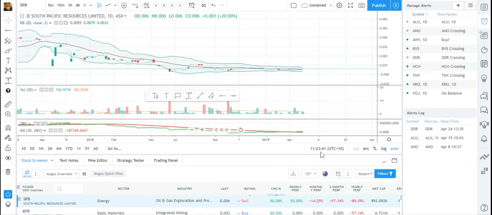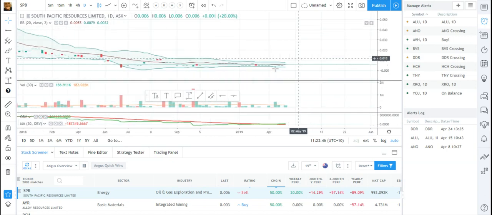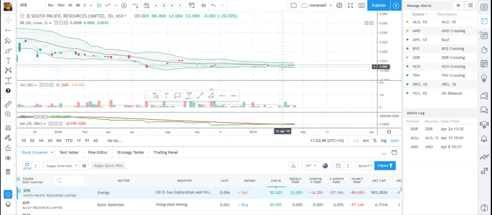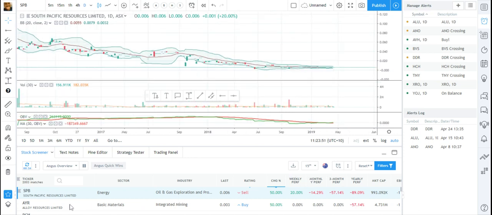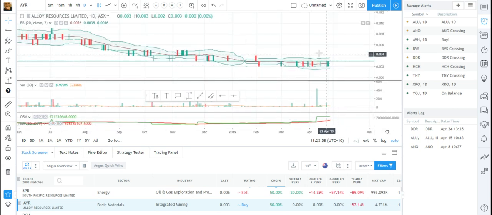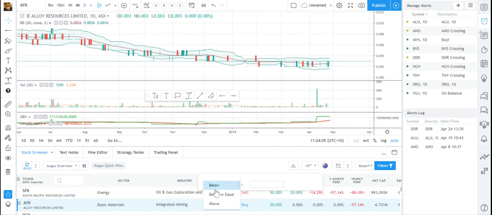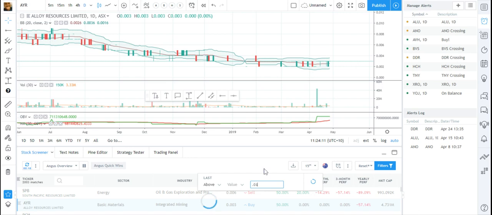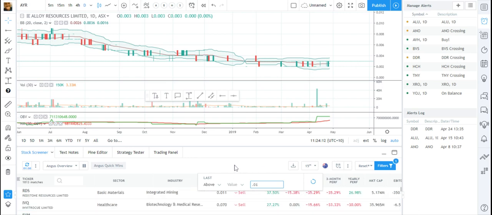that one, SPB, is in a long-term downtrend, so it wouldn't be anything I'd be particularly interested in trading. This one here, again, even though it's gone up 50%, it's because it's only got to go up 0.001. So often I'll get rid of these. I'll make sure it's above 0.01, hopefully giving me slightly better quality stocks to look at.